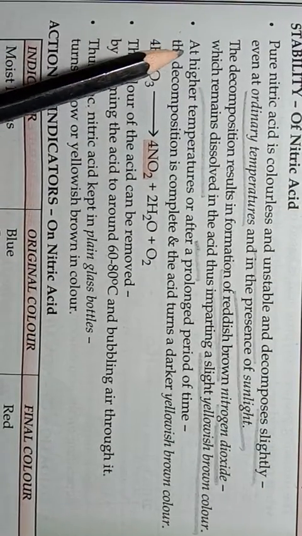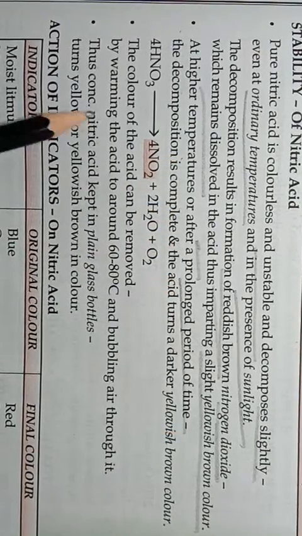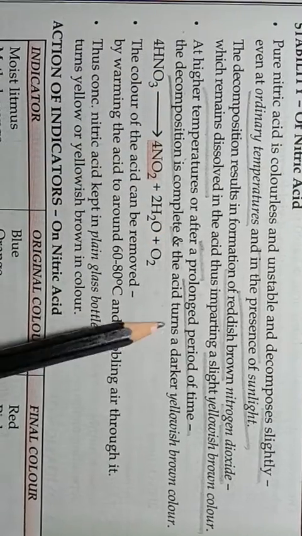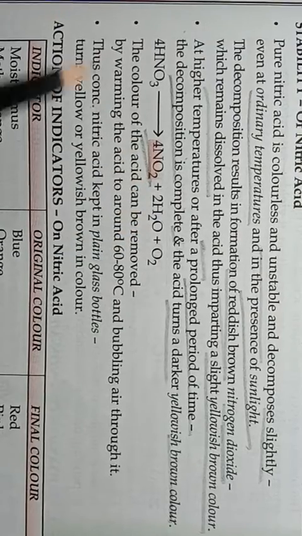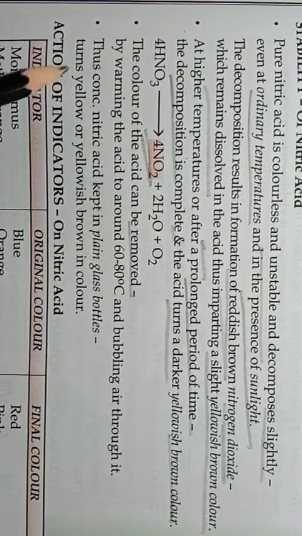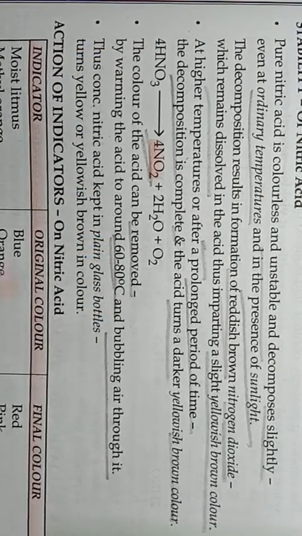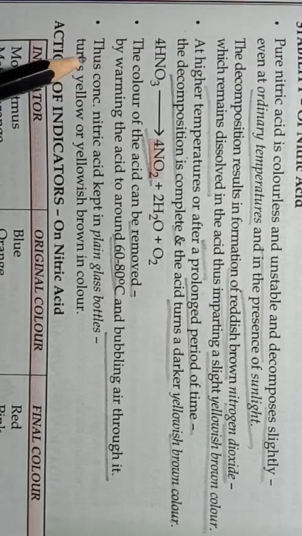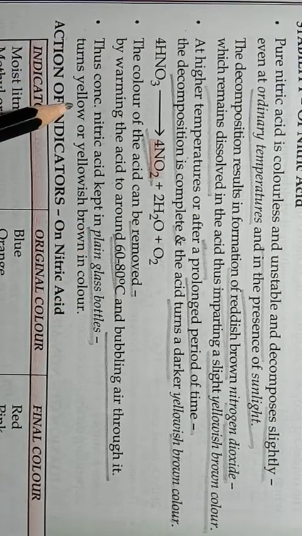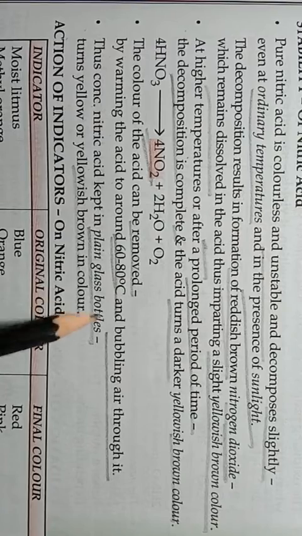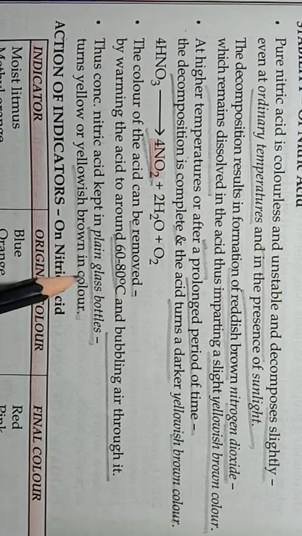Then second point, at higher temperatures or after a prolonged period of time, the decomposition is complete and the acid turns a darker yellowish brown color due to the formation of NO2. The color of the acid can be removed by warming the acid to around 60 to 80 degrees Celsius and bubbling air through it. Thus concentrated nitric acid kept in plain glass bottles turns yellow or yellowish brown in color, and this is the reason we use a brown colored bottle to keep nitric acid in the lab.